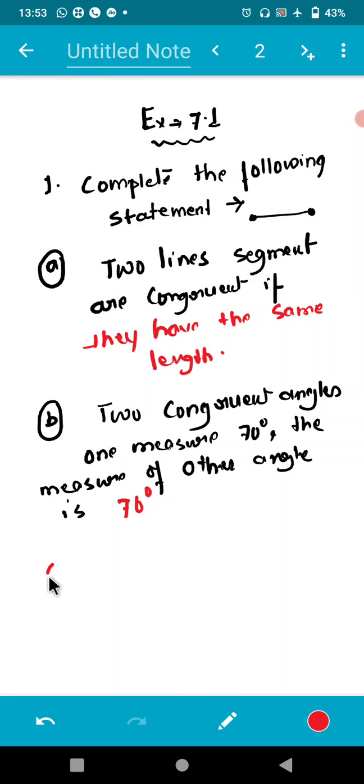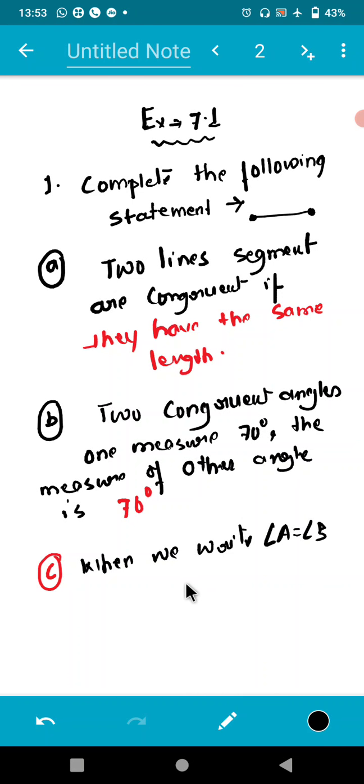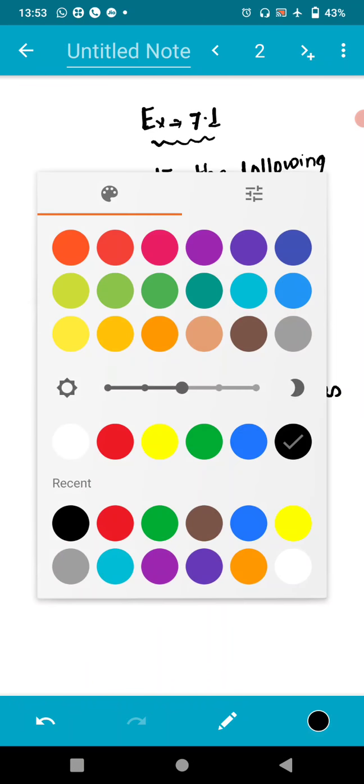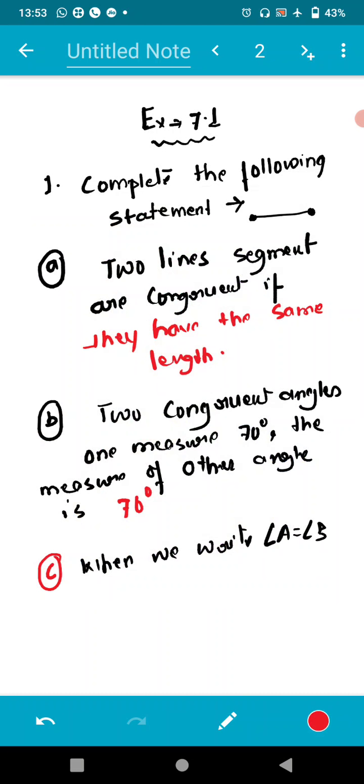Now let's move on to sum number C. In the third part, we write angle A equals angle B. What does it mean? It means that the values of those two angles are equal to each other. You can write it in language like that, but there is another way to express your answer.